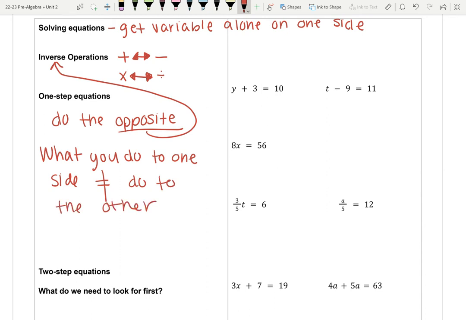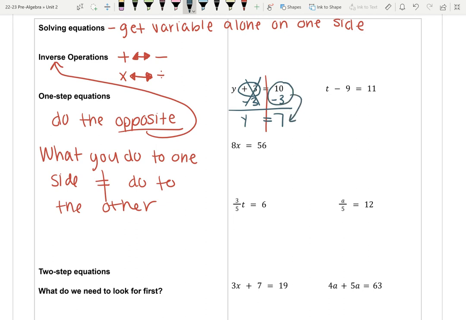Now I drew a line down that equal sign there because that's what we're going to do over here to help separate our equation. So right now we have y plus 3. So right now we're adding 3, so we want to do the opposite. We're going to subtract 3 from both sides. So y equals 7.